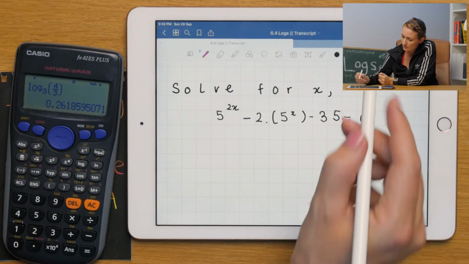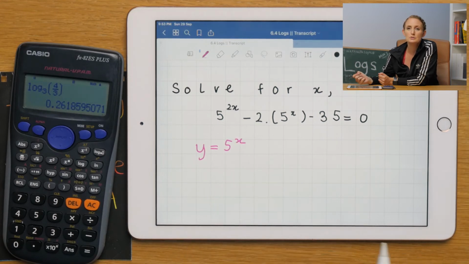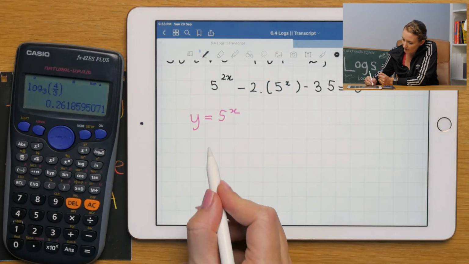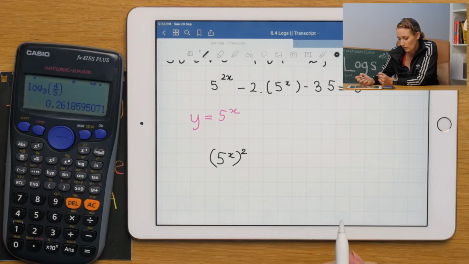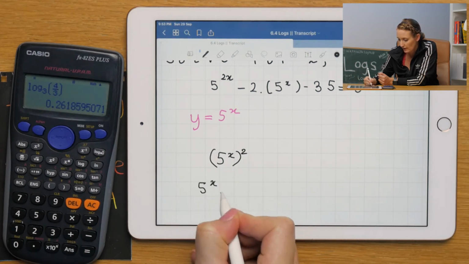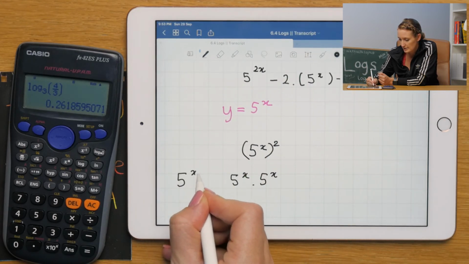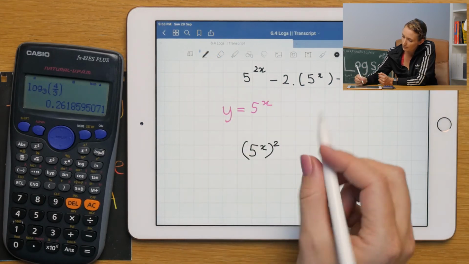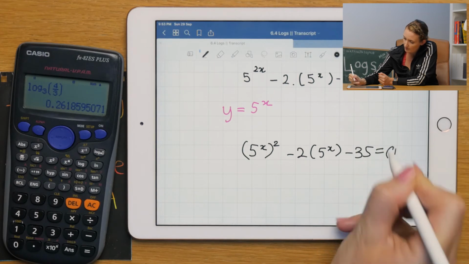What we're going to do is a substitution. We're going to say let y equal 5 to the x. You want to use y because you've already used the letter x here. So now here, 5 to the 2x, you can think about it like this, 5 to the x squared. Or you can think about it as 5 to the x times 5 to the x, because you can split up 2x into x plus x. Whichever one of those you prefer, they're going to end up exactly the same in the end. So minus 2 times 5 to the x minus 35 equals 0.